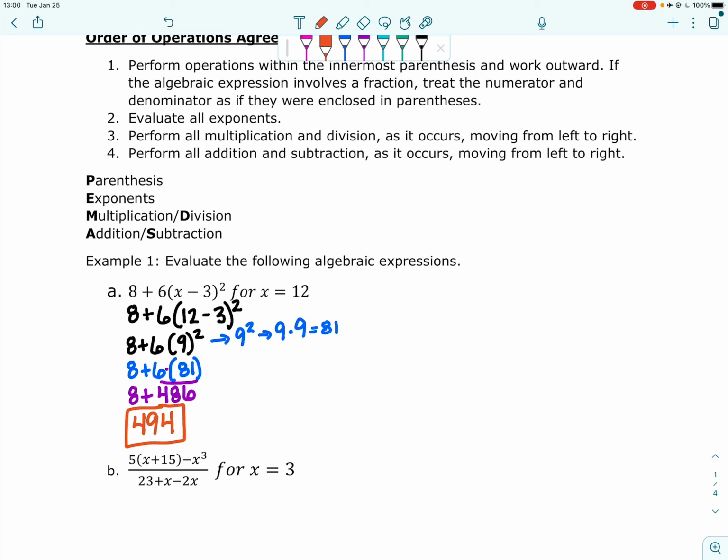I'm just going to put a box around it so that I know that that's my answer. You could underline it or circle it or leave it.